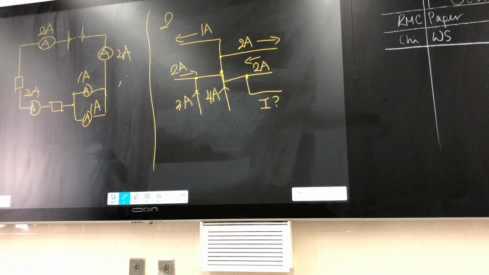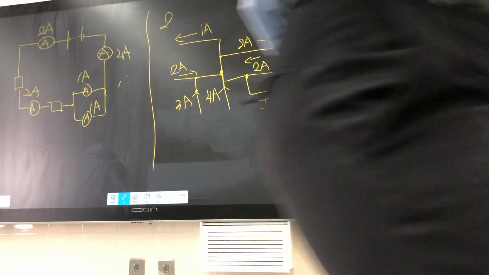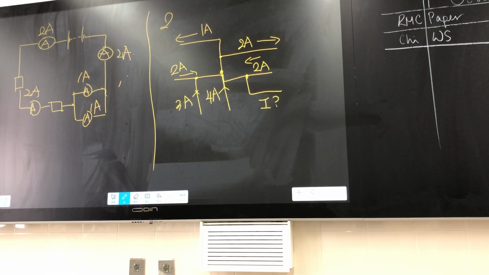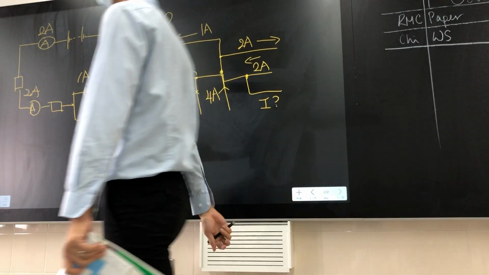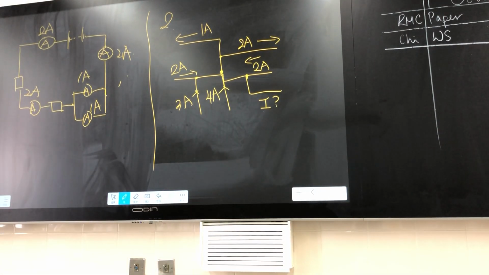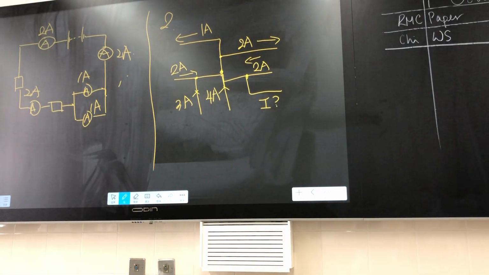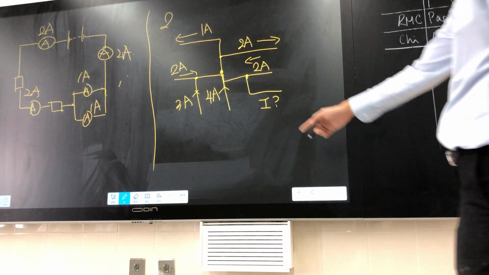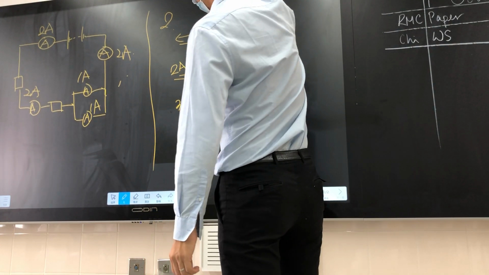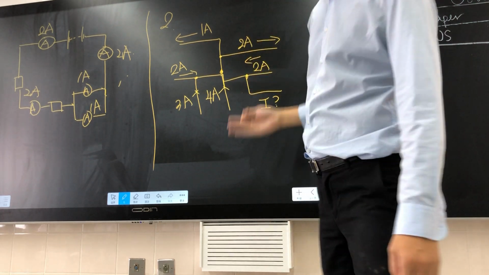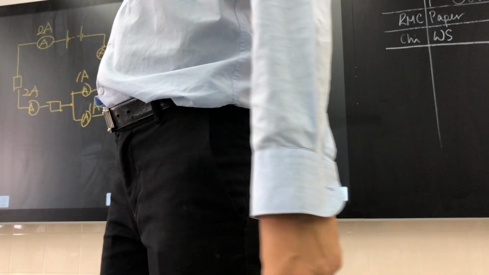Okay, so it seems very difficult for you to determine the value of I, right? So there are lots of different currents. But the key point is that the current flowing into a circuit equals the current flowing out from the circuit. Okay? So altogether, what's the magnitude of current flowing into this network?